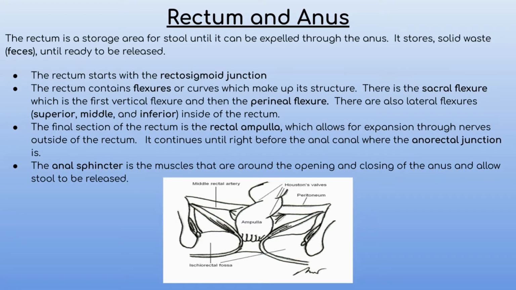Then, right before the opening of the anus, there is the anal sphincter, which are muscles around the opening and closing of the anus and allow stool or feces to be released.